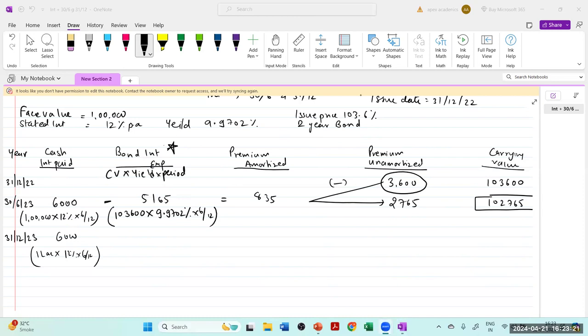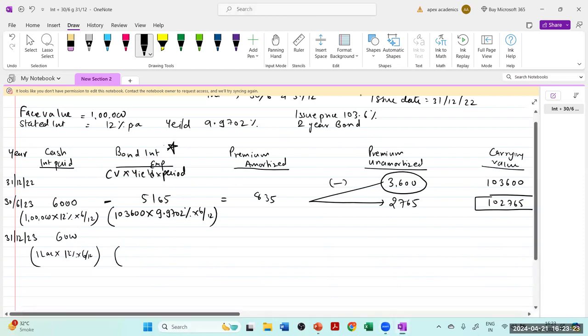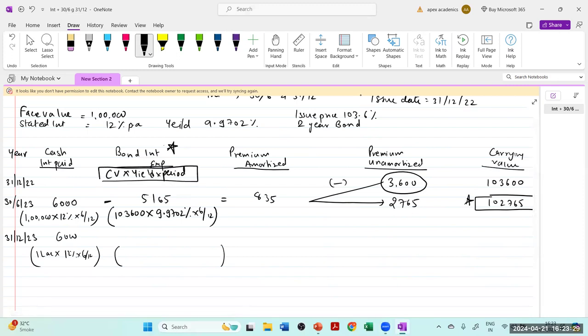Give me the calculation for bond interest expense. The formula is here: carrying value multiplied by yield multiplied by period. What carrying value will you take? This one. Chalo bolo. 102765, perfect, multiplied by yield rate. What is the yield rate? 9.9702, multiplied by 6/12. Very good. This is 5123, I think.